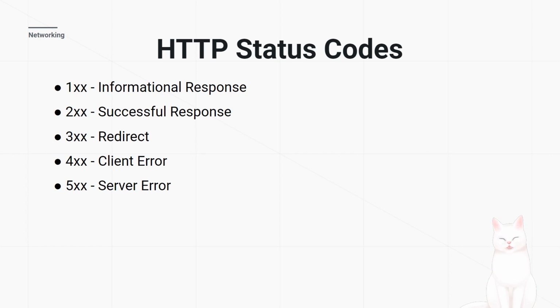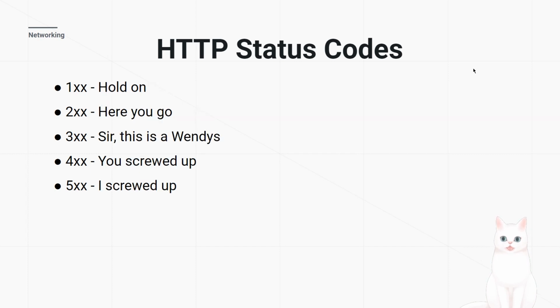400 is where you get your client errors, your 404s, your 403 forbiddens. These are telling you that as the client, you have done something wrong. A 500 error is a server error, where the server has gone wrong somewhere, and it has screwed up in some way. Therefore, the easiest way to remember these status codes is as follows. Yep, now you'll never forget them.